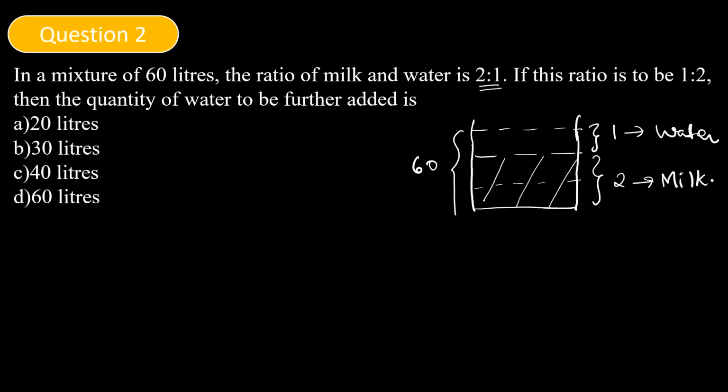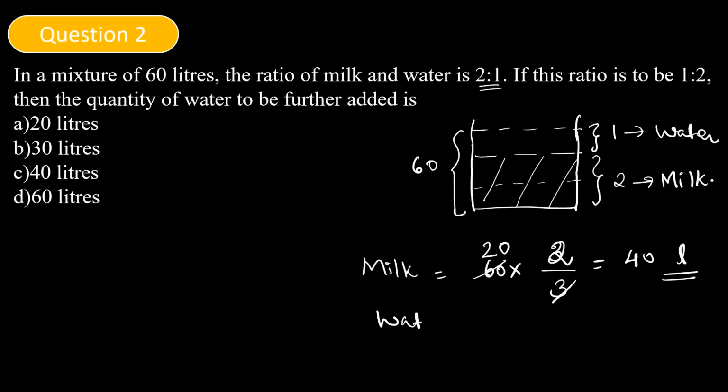So how much amount will be milk and water in this mixture? The total is 3 parts, out of which 2 parts is milk. Therefore the amount of milk will be 60 into 2 by 3, that is 40. 40 liters will be milk. Then what would be water? Water is the remaining, that is total 60 minus milk 40, that is 20 liters.